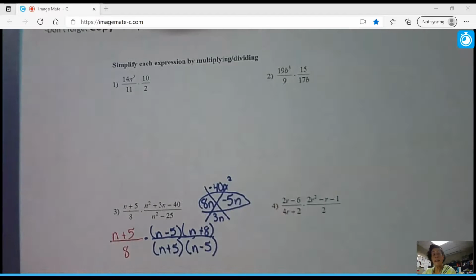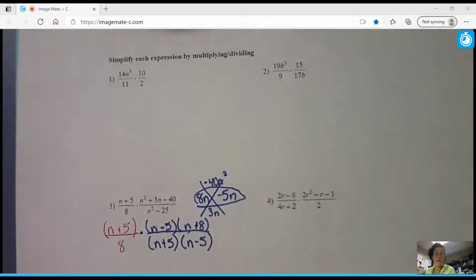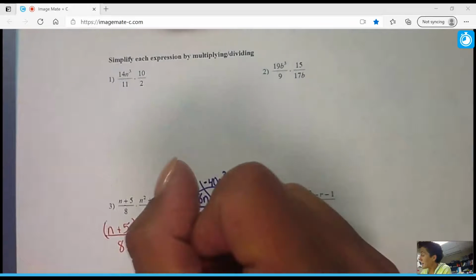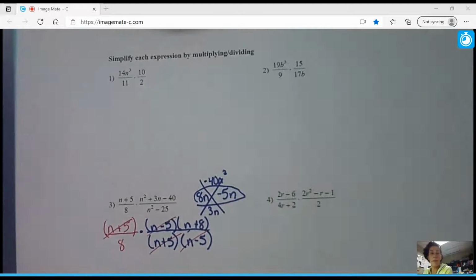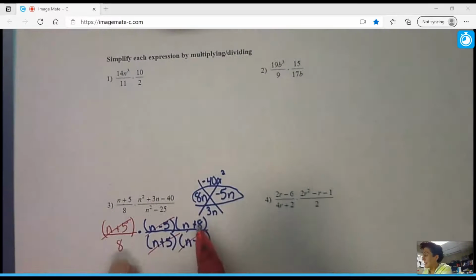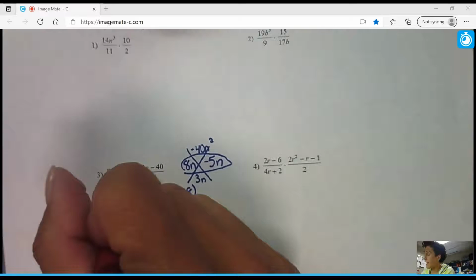So when I'm done now, I'm going to wrap this one in parentheses just to remind myself that it's protected. And I'm going to find the common factors between the numerator and the denominator. So I can take an n minus 5 from both and an n plus 5 from both. What I cannot do is take this 8 out. This 8 is a term. It's not a factor. So the parentheses are protecting it. So when we're done, the only thing left in your numerator is n plus 8, and the denominator is 8. And that is number 3.